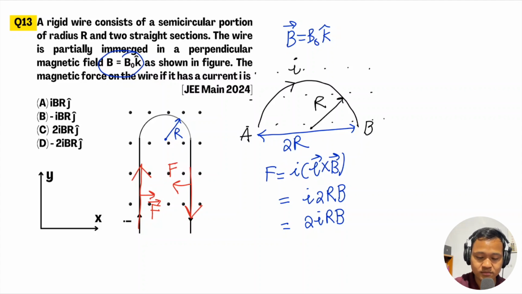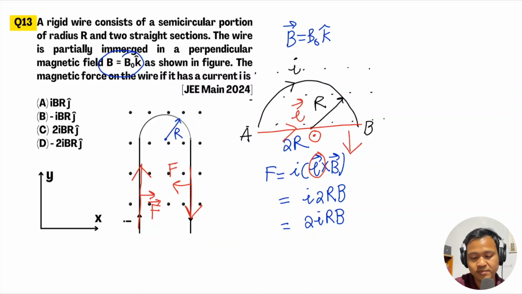So here, there is one way of writing. I have to write like this: current, A to B. So this L direction is along this side from A to B. So that means this is your L. B is outward. So L cross B, applying the rule, it will be downwards, which means minus Z cap. So minus Z cap.